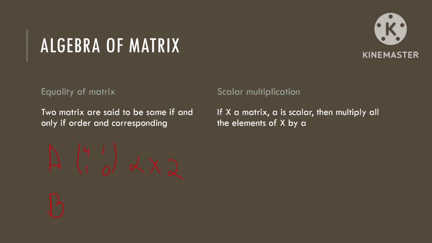Now, if A is equal to B, its order should be the same. This matrix should be a 2 into 2 matrix only. And the corresponding elements: here 4 is there, here also 4. Here 1 is there, 1. 1, 0 is there. In the second row 1, 0 is there. Now we can say A matrix is equal to B matrix. Clear? Okay.